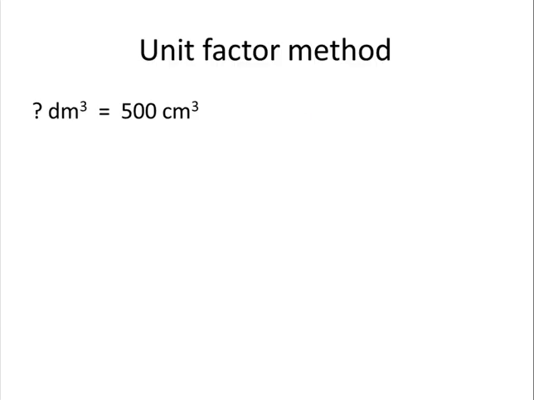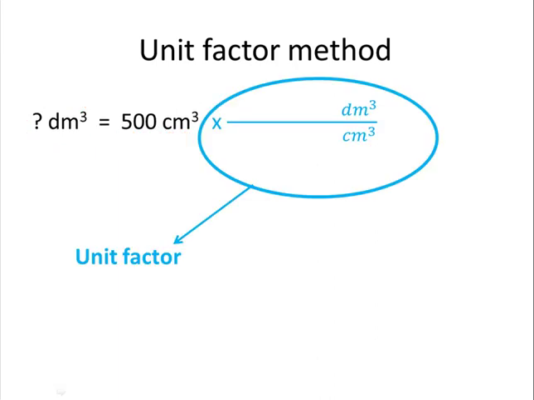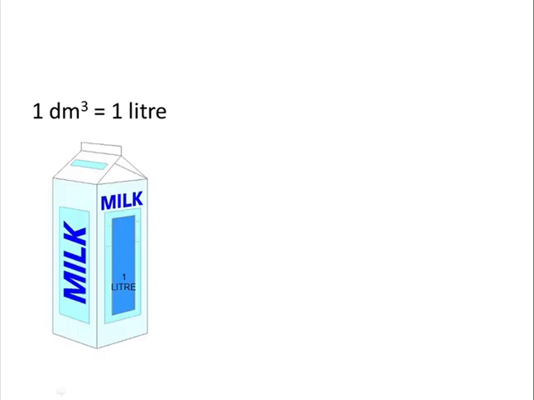So let's say we've measured out 500 centimeters cubed using a measuring cylinder. We want to know how many decimeters cubed is that. We need to multiply 500 centimeter cubed by a unit factor that has centimeter cubed at the bottom and decimeter cubed at the top. How many decimeters cubed is the same thing as how many centimeters cubed? Now, you need to visualize this. A decimeter cubed is the same thing as a liter.